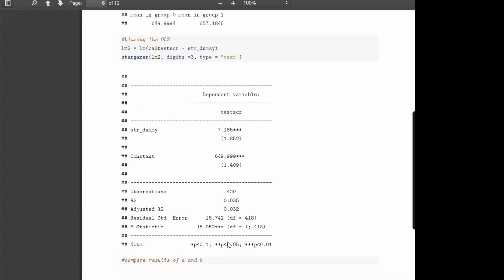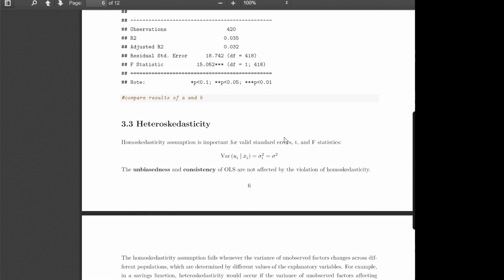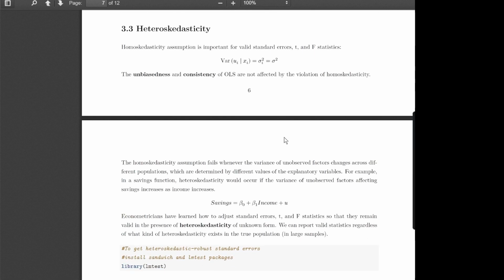Okay, so here is the result for the student-teacher ratio dummy variable. Here you can see if you have a low student-teacher ratio, your score is on average increased by 7.2 basically, and this result is also very statistically significant at the 1% level. And you can check the code. Copy this.